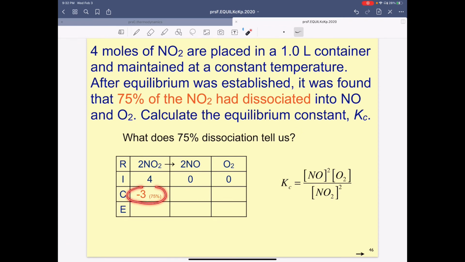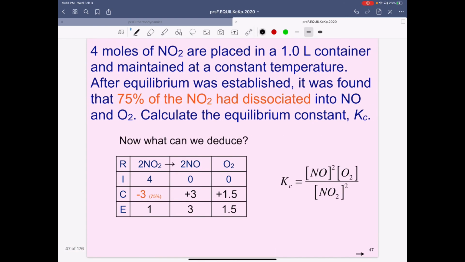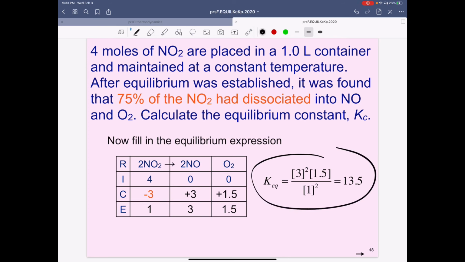So 75% reacting would mean, because of the 2-to-2 ratio, we would be gaining 3 of this chemical, the NO, and because of the 1-to-2 ratio, we would be gaining 1.5 of the O2, which means 1.5 at equilibrium, 3 at equilibrium, and of course 1 at equilibrium, which we could plug in and end up with an equilibrium constant.